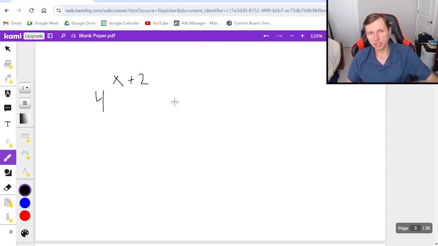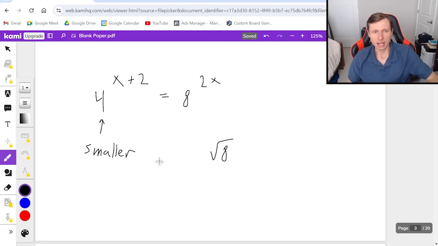I have 4 to the x plus 2 equals 8 to the 2x. Now the reason why this one's so hard is because if I choose the smallest base, which is 4, 8's not going to work, because if I say, for instance, square root of 8, well, that's not 4. Square root of 8 is like a decimal, so that's not going to work. And so I can't choose 4 as the smaller base. Then what am I going to choose? I'm going to choose base 2, because they have that in common.